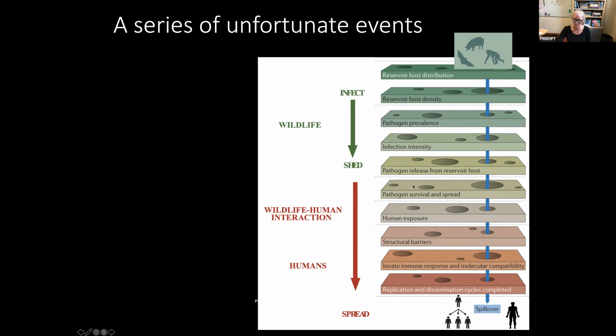But that next host actually has to be exposed, and then that next host has to be susceptible to the infection. So that means the virus has to be able to bind to the cell. It has to be able to get into the cell. It's got to be able to replicate, exit the cell. It's got to be able to evade the host innate immune system and then disseminate throughout the body of that host. So we can think about it as an infect, shed, spread paradigm. So we have to have an infected animal, it has to shed the virus, and this is all happening in the wild animal host, and then it's got to be able to spread it to humans, and then we also have the human-to-human spread component right here.